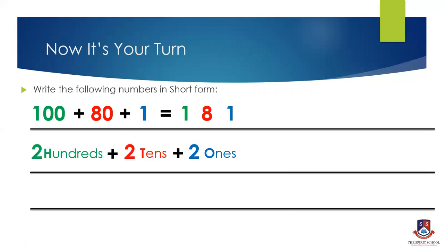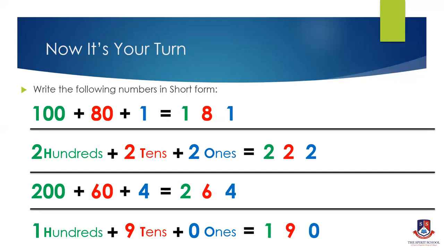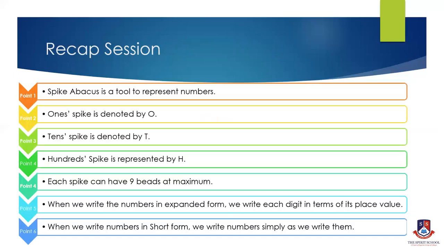Second, we have two hundreds, two tens, and two ones. That forms the number 222. 200 plus 60 plus 4, that forms the number 264. And here we are shown a number, 100 plus 9 tens and 0 ones. It means the number is 190. Now let us recap what we have learned in today's lesson.